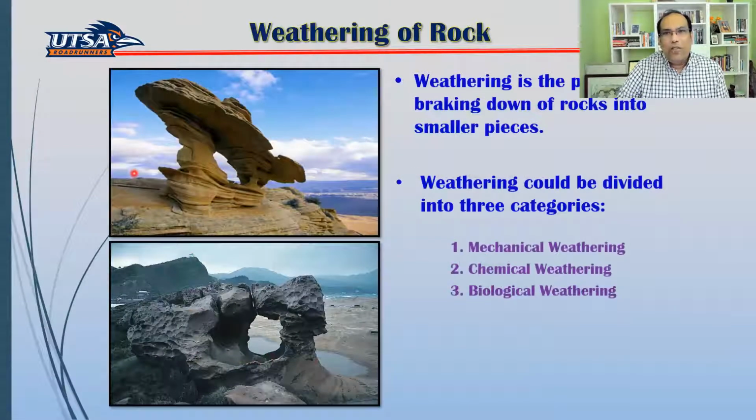Now, weathering of rock. Weathering is the process of breaking down rocks into smaller pieces. Weathering can be divided into three categories: mechanical weathering, which we sometimes also call physical weathering, chemical weathering, and biological weathering. You can see this is the weathering of rock, and it is getting into smaller pieces and falling down here and making soil.